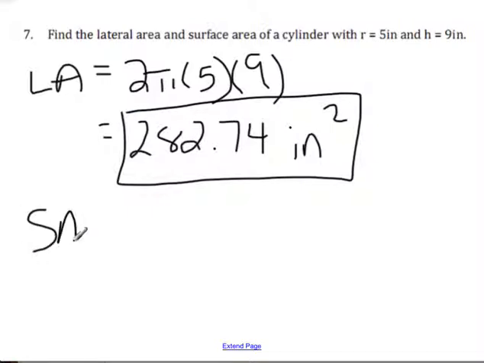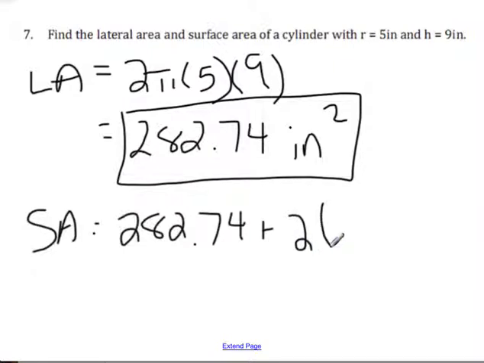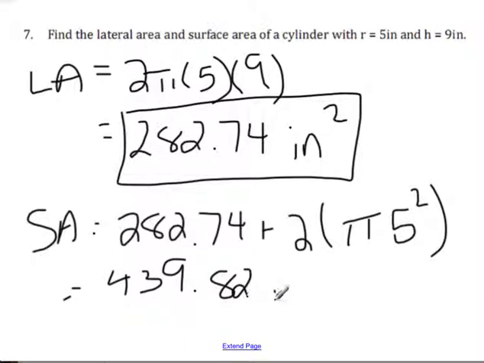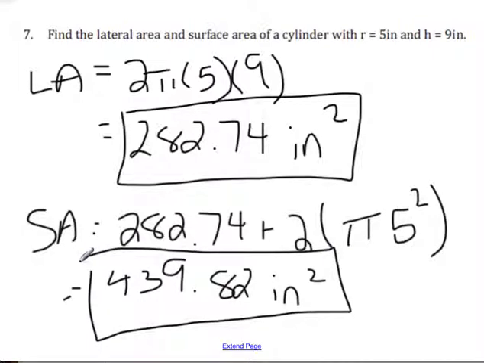Now, for the surface area, I need to take the lateral area, which is 282.74, and add the area of my base times 2. So I'm going to do 2 times the area of my base, which is pi, and then my radius is 5, so 5 squared. So in my calculator, I'm doing 282.74 plus 2 times pi times 5 squared. Why don't you go ahead and type that in your calculator? Make sure you know you're doing it right. Then you end up getting 439.82 inches squared. And that's your final answer for number 2.